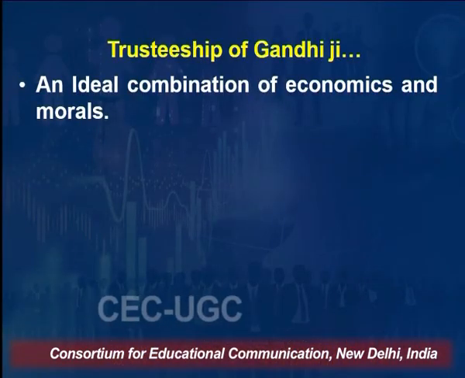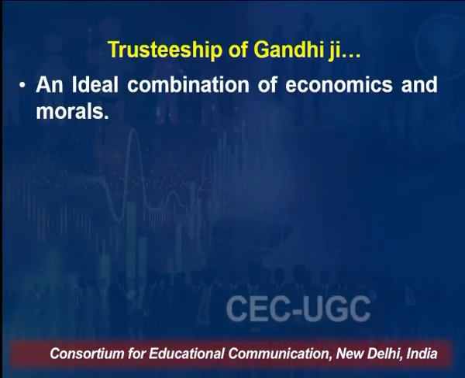Now, if we talk about the trusteeship of Gandhiji, he basically offered an ideal combination of economics and morals. When we talk about earning money, at times we forget about values and ethics, and we feel that what matters here is the amount which I earn. But this trusteeship model basically offers an ideal combination of economics and morals.